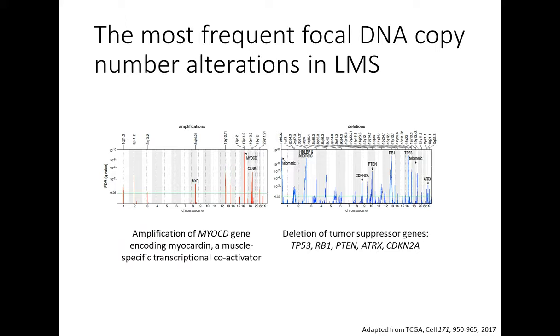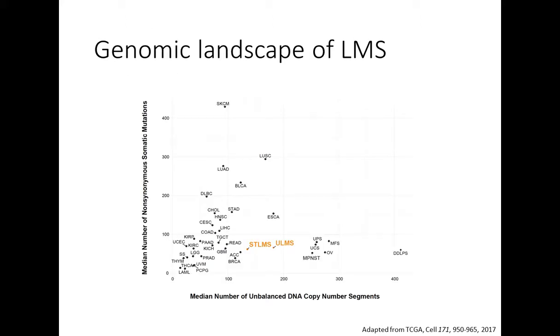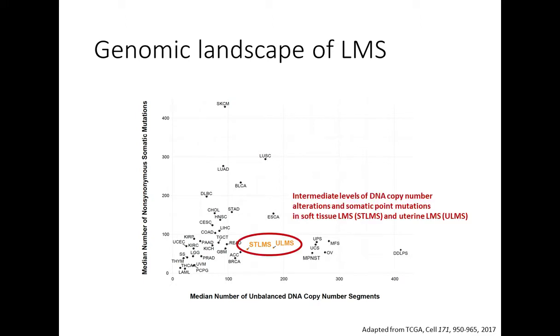This graph summarizes the median number of somatic point mutations and copy number alterations across different types of cancers. And based on this graph, you can see that uterine leiomyosarcomas, as well as leiomyosarcomas arising in different types of soft tissues, are characterized by intermediate levels of both DNA copy number alterations and somatic point mutations.